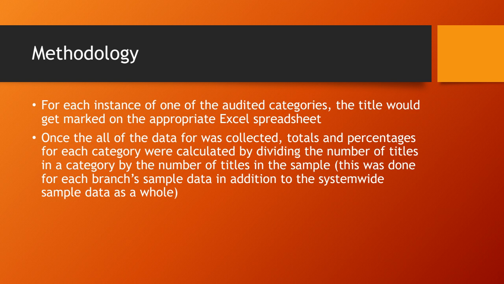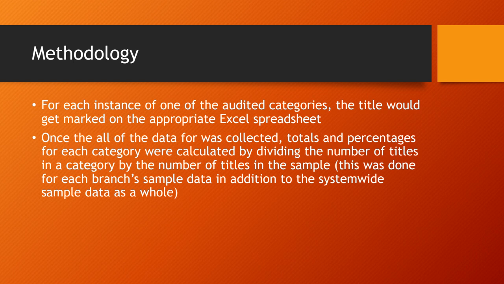So once I had all of my selected titles for the sample on the spreadsheet, I would mark each instance of one of the audited categories. For each instance, the title would get marked on the appropriate Excel spreadsheet. So the author or protagonist was counted for each category that they fit, regardless of the number of categories that they fit. For example, there was an author named Emery Lee, who is Black and Latina and Asian American. So he got recorded for each of those three corresponding categories, as well as getting counted for the multiracial category.